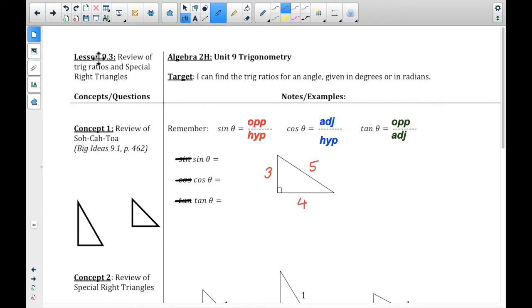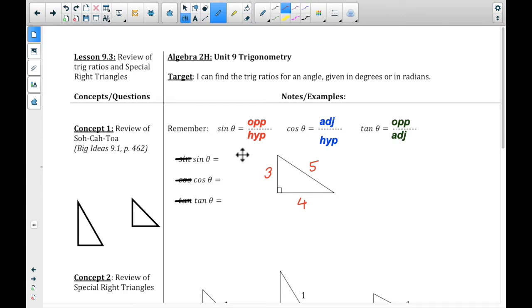Hi everybody, this video is going to talk about lesson 9.3, which is special right triangles, because we need these triangles to go to the unit circle. So remember that SOHCAHTOA stands for sine is opposite over hypotenuse, cosine is adjacent over hypotenuse, and tangent is opposite over adjacent. Then there are some typos here, so excuse those, cross those off.